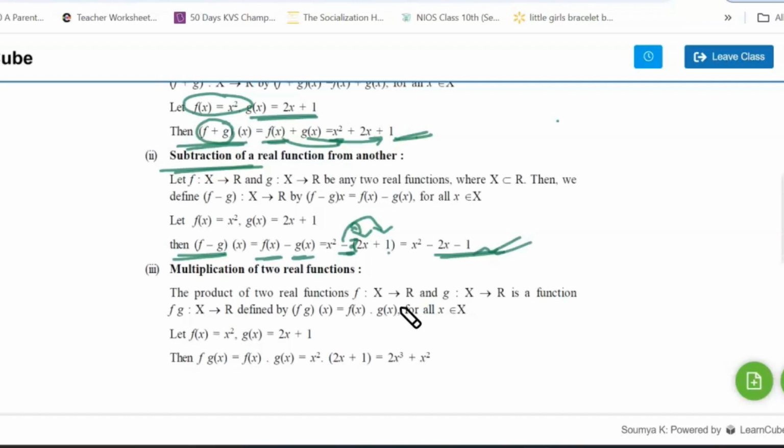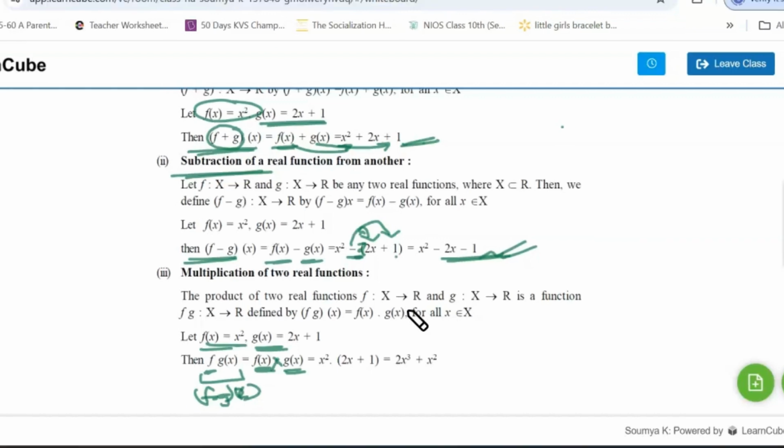Next one is multiplication. Again, if you want to do multiplication, you are given two functions f of x and g of x. In that case, you have to multiply both of them and find their product. You can write this as f into g or f dot g of x. It can also be written as f of x, g of x. Separately you have to find their multiplication, the product of f of x and g of x.